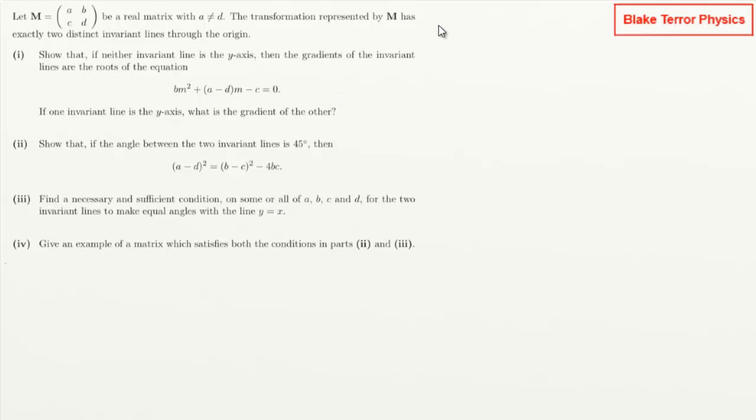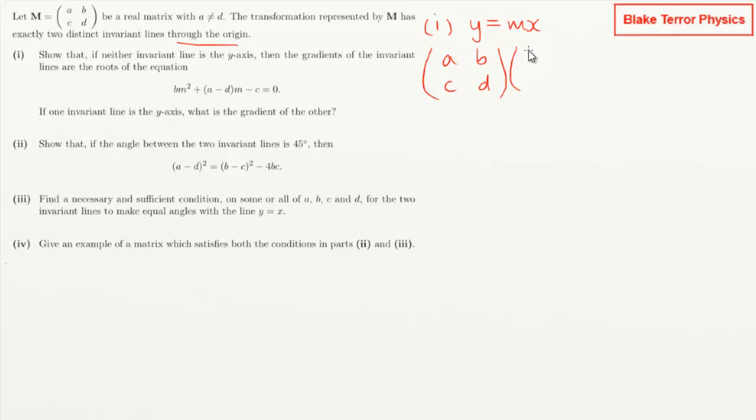If we've got an invariant line, then we're talking about a straight line going through the origin, or 2 straight lines going through the origin, where if we take a point on one of those lines, transform it with matrix M, then we end up back on the same line. Not necessarily the same point, because that would make it an invariant point, but back on the same line. So we've got some line y equals mx, because it's going through the origin, and we're taking a point on that line and transforming it with the matrix a, b, c, d.